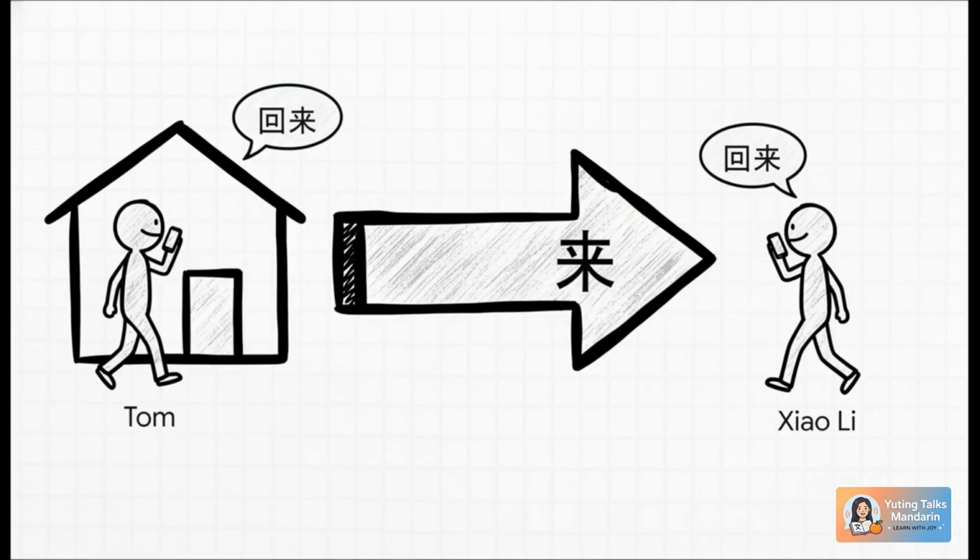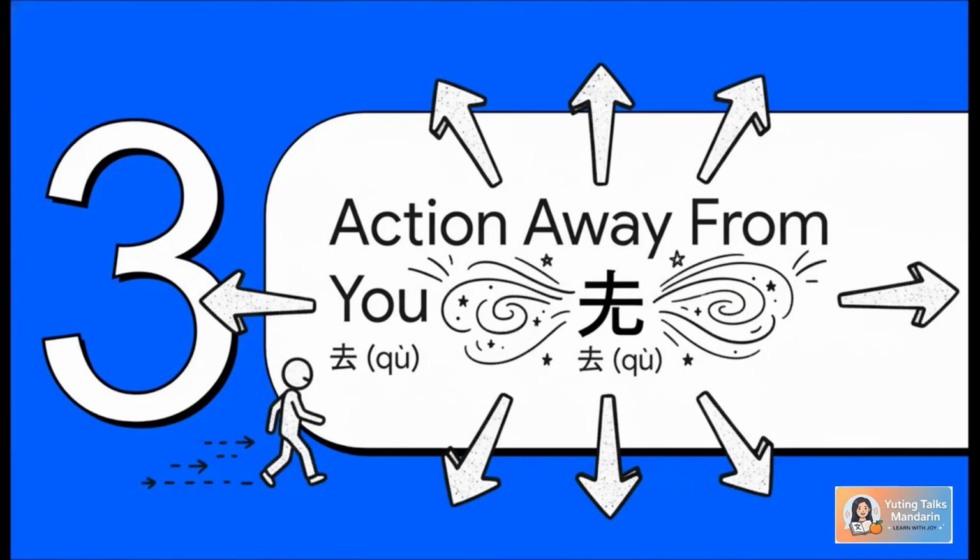Here's our little scene. We're at home with Tom. He's on the phone with his friend Xiaoli, and he asks, Xiaoli, 你什么时候回来? Basically, hey, Xiaoli, when are you coming back? And since Xiaoli is coming towards Tom's location, he says, 我现在回来, which means I'm coming back now. See what happened there? They both used 回来. It's the verb for return, 回, plus that magnetic word, lai, because the action is coming right towards home base, where Tom is. Simple enough, right?